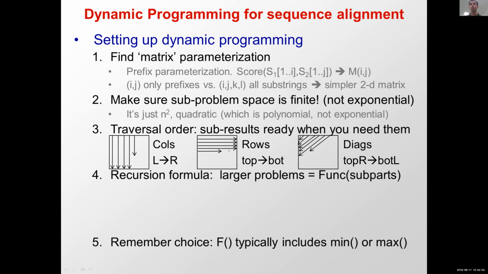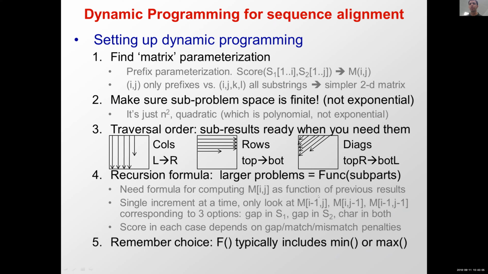The traversal order enables us to always have the upper left and upper left matrix entries already available. And then the recursion formula effectively allows us to compute Mij as a function of the previous results. We're only doing a single increment at a time. We're only looking at the I-1, J, the I, J-1, and the I-1, J-1 positions, corresponding to three options. And then we're scoring each case depending on the gap, match, mismatch penalties.